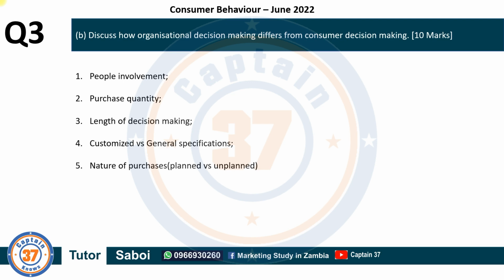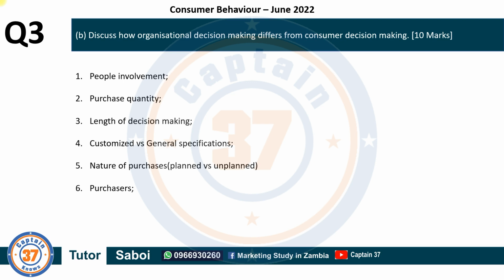And number 5, the nature of purchases. With individual customers, purchases can be at impulse. You're walking at Levymoor, East Park, you see something that you like, you have the money, you can go ahead and purchase it. But for organizations, all purchases are planned. It doesn't matter, even if the business may have so much money, it will not proceed to make a purchase if that particular purchase is not budgeted for.